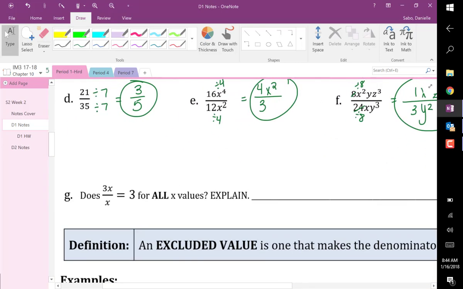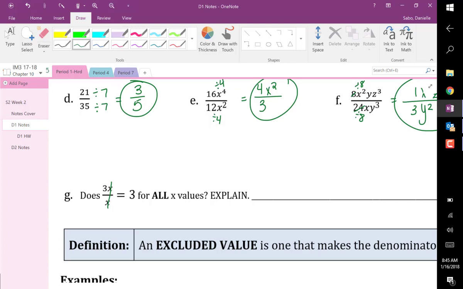Okay, now let's talk about this. When we look at here, technically we'd be like, oh, this cancels, we have 3, right? You're correct. But does it equal 3 for all x values? Is there anything x cannot be here from when we were doing this in chapter 9? What can't we have in the bottom of a fraction? What number? No, a variable. Someone said it, 0.